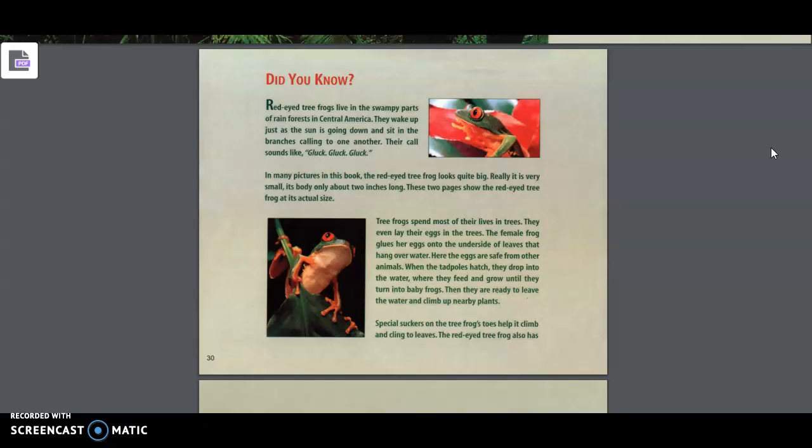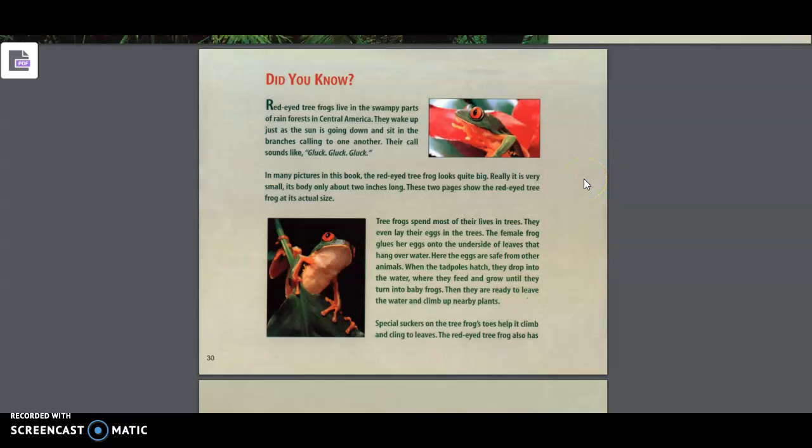These pages show the red-eyed tree frog in its actual size, so this is how tiny a red-eyed tree frog actually is. Those pictures just kind of zoomed in so you can see all the details. Tree frogs spend most of their lives in trees. They even lay eggs in the trees.